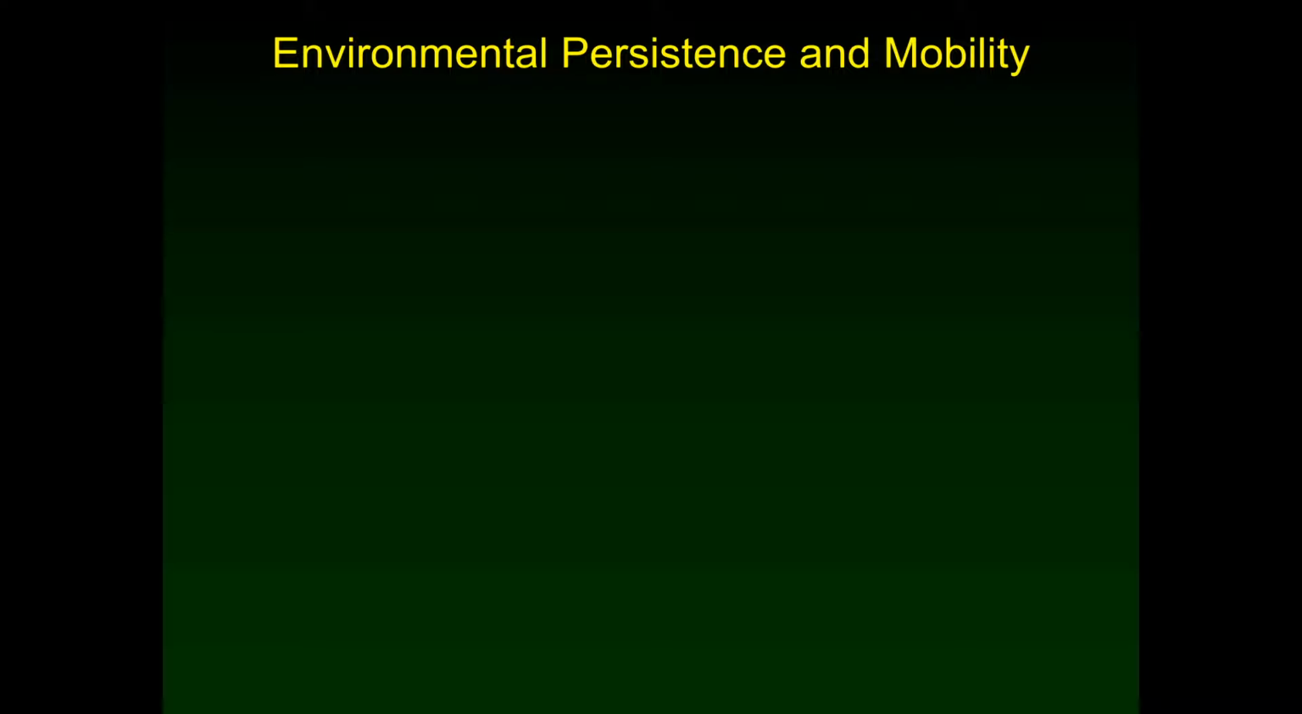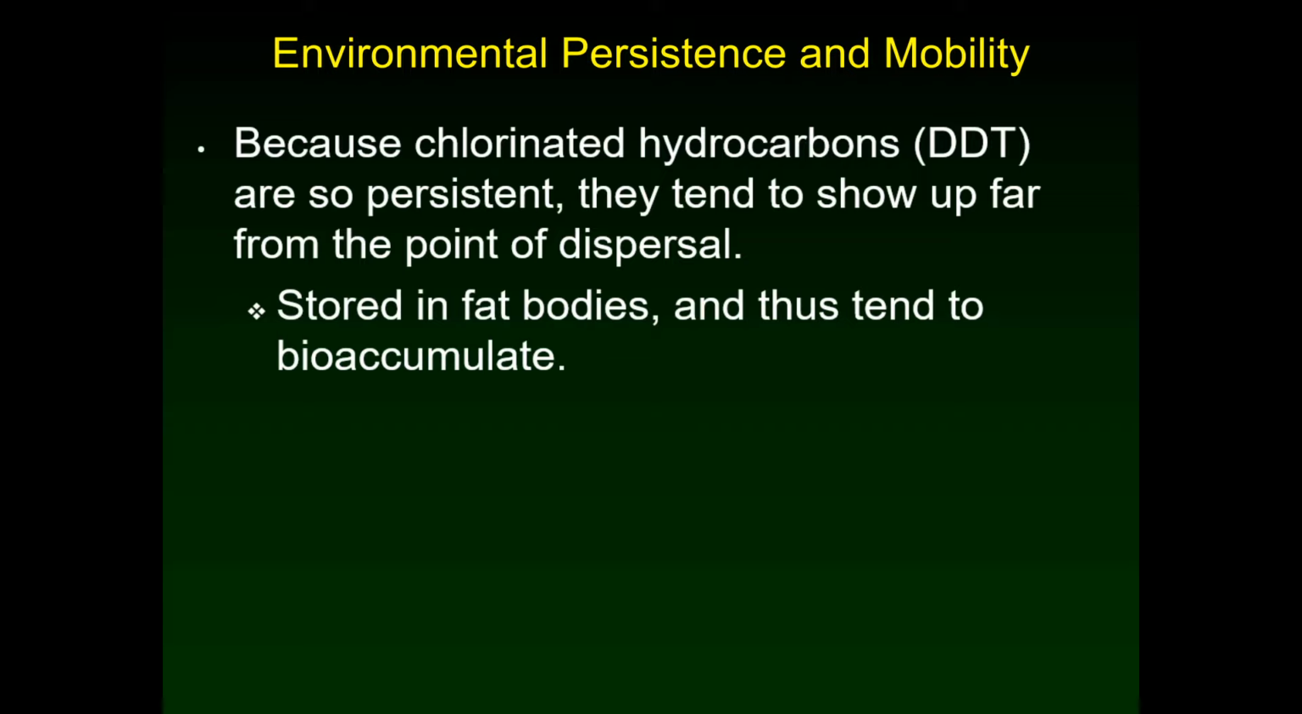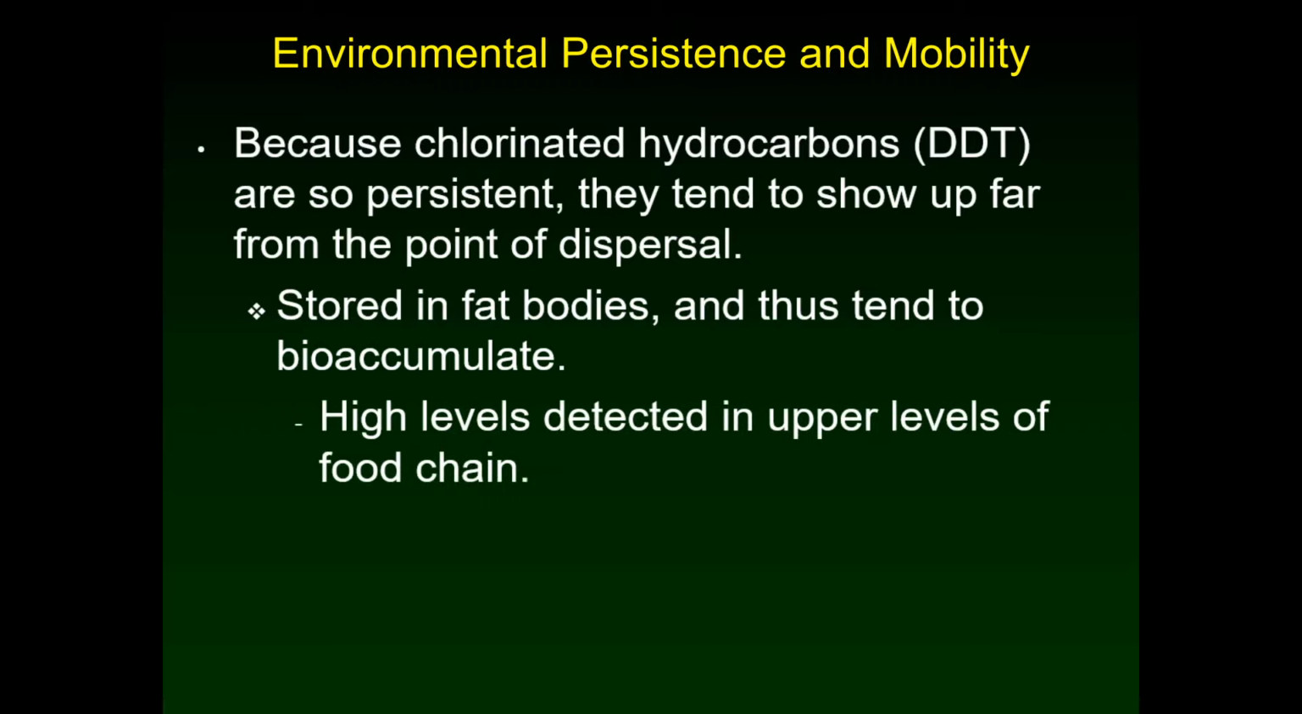Environmental persistence and mobility. Because chlorinated hydrocarbons, or DDTs, are so persistent, they often show up far from the dispersal point. They're persistent, they stay in the environment, they're also chemically stable, and you end up finding them just about everywhere. They're stored in body fat because, remember, they are soluble in oil, and they tend to bioaccumulate. High levels are detected in upper levels of the food chain.